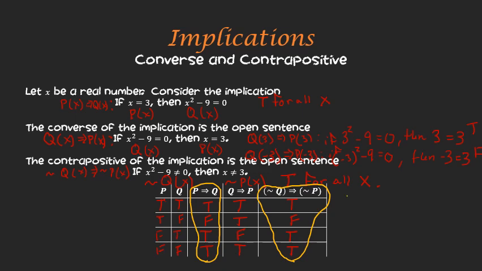And so these two statements, the implication P implies Q, is equivalent to the statement not Q implies not P. We can also see from this that the original implication P implies Q is not always the same as the converse Q implies P, but it is always the same as its contrapositive.